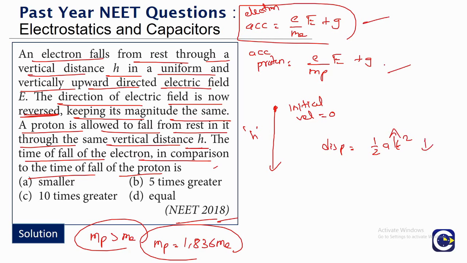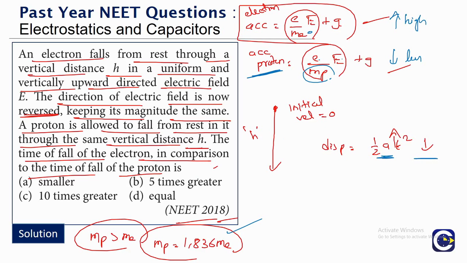Now if you look at these expressions, g is common in both of them. Let us keep it aside. This term is the critical one: basic charge into applied electric field value divided by mass of electron. Here, basic charge into applied electric field divided by mass of proton. We know the relation. What is it? Mass of proton is a higher value than mass of electron, meaning the second case denominator value is higher, meaning the acceleration of proton will be what? Less. Acceleration of electron will be what? High. When the acceleration is high, corresponding time will be what?